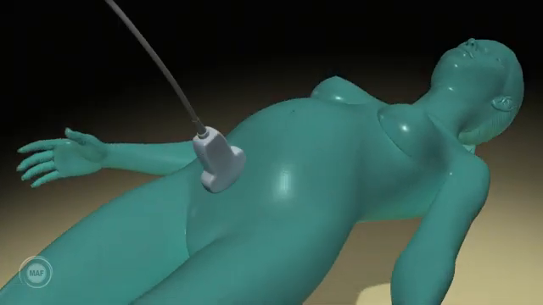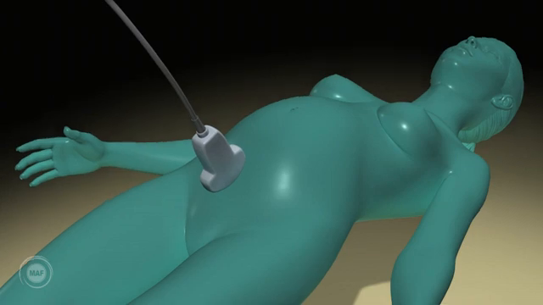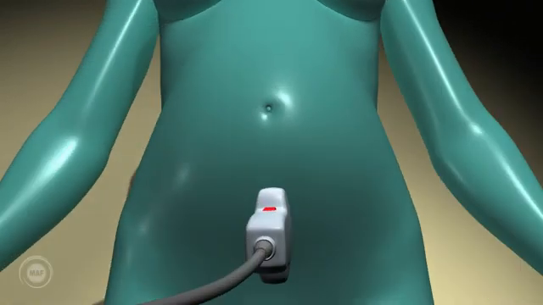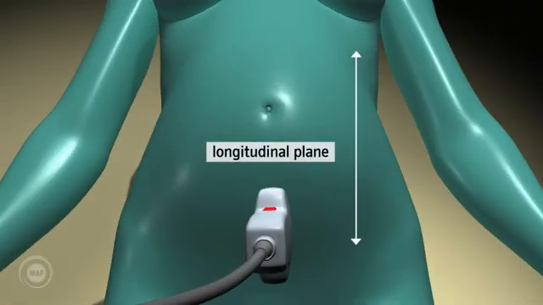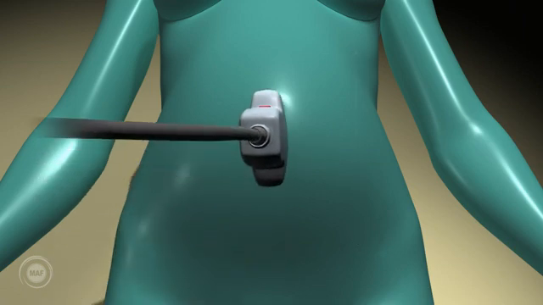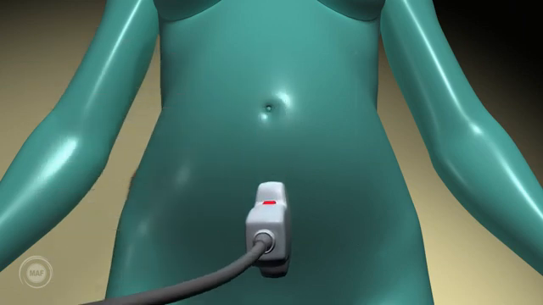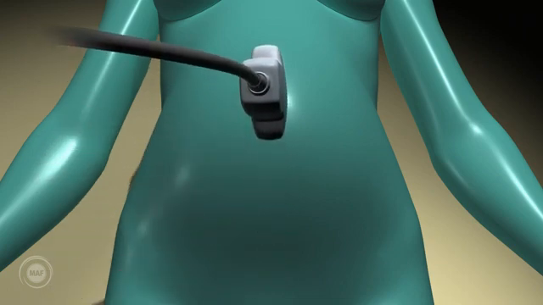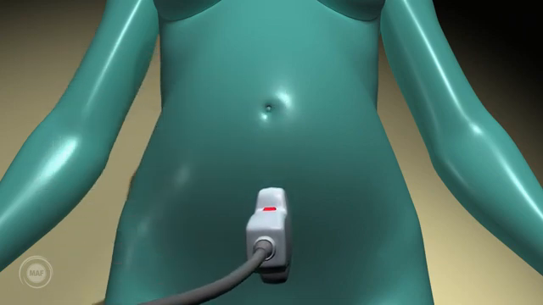Longitudinal. When initiating a scan, one always starts with the probe over the pubic bone of the mother in a longitudinal plane. This means the long axis of the probe is lined up with the long axis of the mother. We then scan systematically up and down her abdomen, taking slices lengthways.